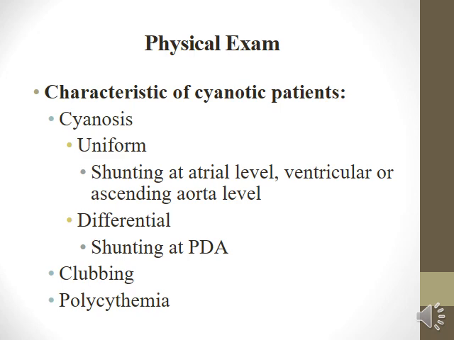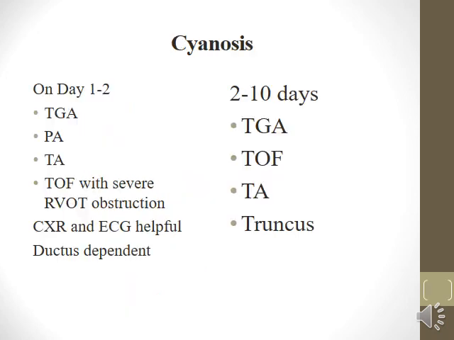It causes cyanosis more in the lower limb. Clubbing and polycythemia occur gradually. Causes of cyanosis on day 1 and 2 are transposition of great arteries, pulmonary atresia, tricuspid atresia, and tetralogy of Fallot with severe right ventricular outlet obstruction. Chest X-ray and ECG are helpful, and all these conditions are ductus dependent.